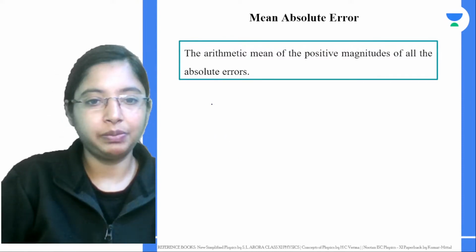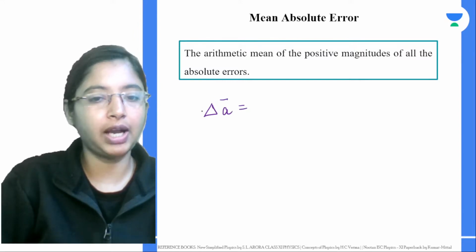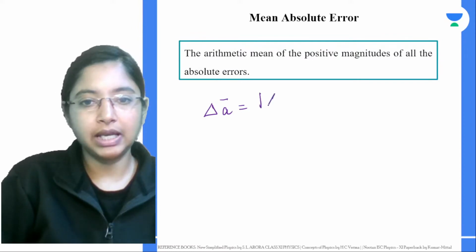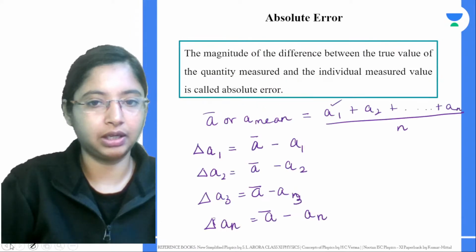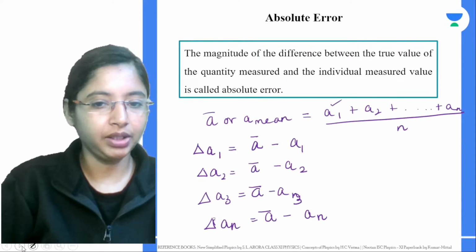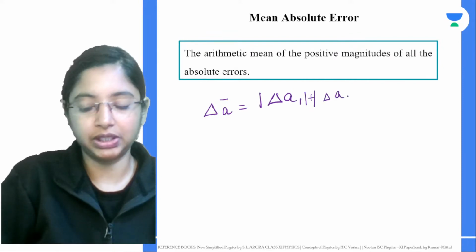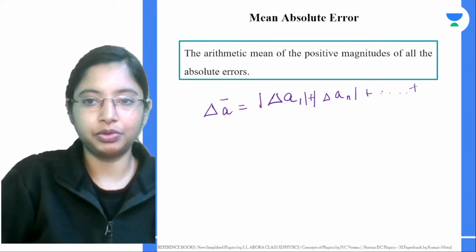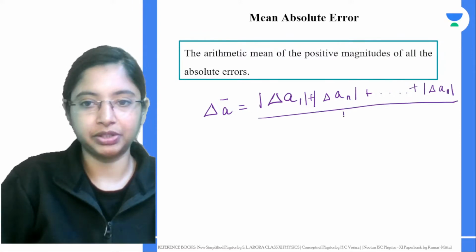So that will be delta A bar, where delta means absolute error. This will be equal to the modulus of the absolute error of the first reading, plus the modulus of the absolute error of the second reading, and so on up to the absolute error of the nth term, all of this divided by the number of terms.